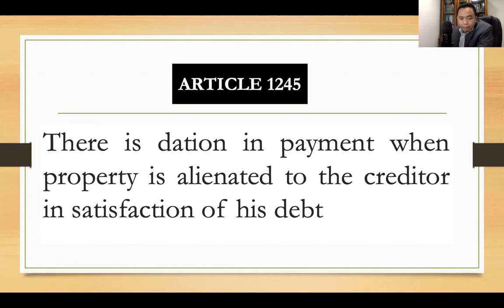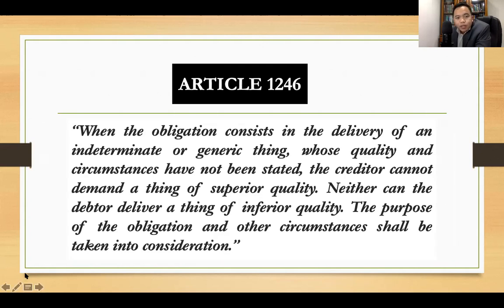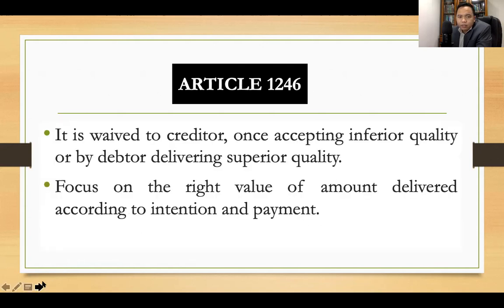Okay. Now we go to Article 1246. When the obligation consists in the delivery of an indeterminate or generic thing, whose quality and circumstances have not been stated, the creditor cannot demand a thing of superior quality. Neither can the debtor deliver a thing of inferior quality. The purpose of the obligation and other circumstances shall be taken into consideration.